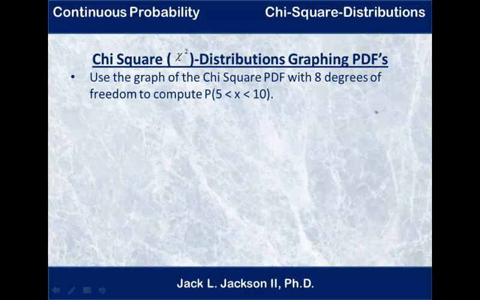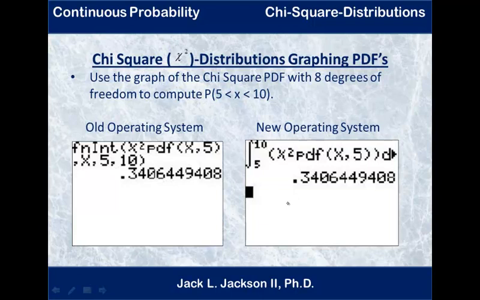So let's do a similar thing here to find chi-square PDF with 8 degrees of freedom. Compute the probability between 5 and 10. You should be able to do this one now. Press pause now and come back. Well, instead of shading it, we can also do it directly from the operating system without shading it.